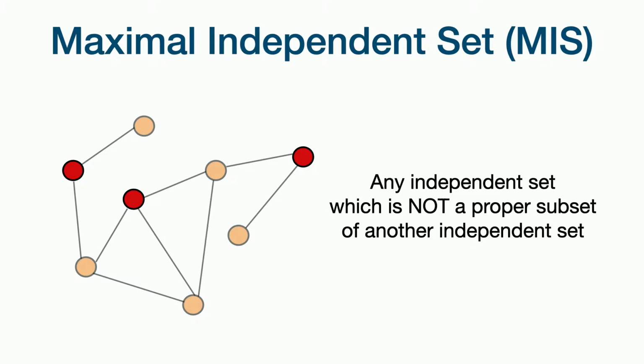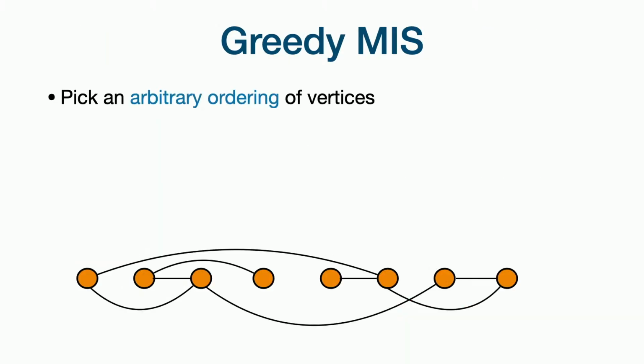In other words, you want to add vertices as much as possible until you cannot add any more vertices to the independent set. OK, so this is a maximal independent set. And finding a maximal independent set is usually really easy. In a classical setting, for example, we can do this greedily.